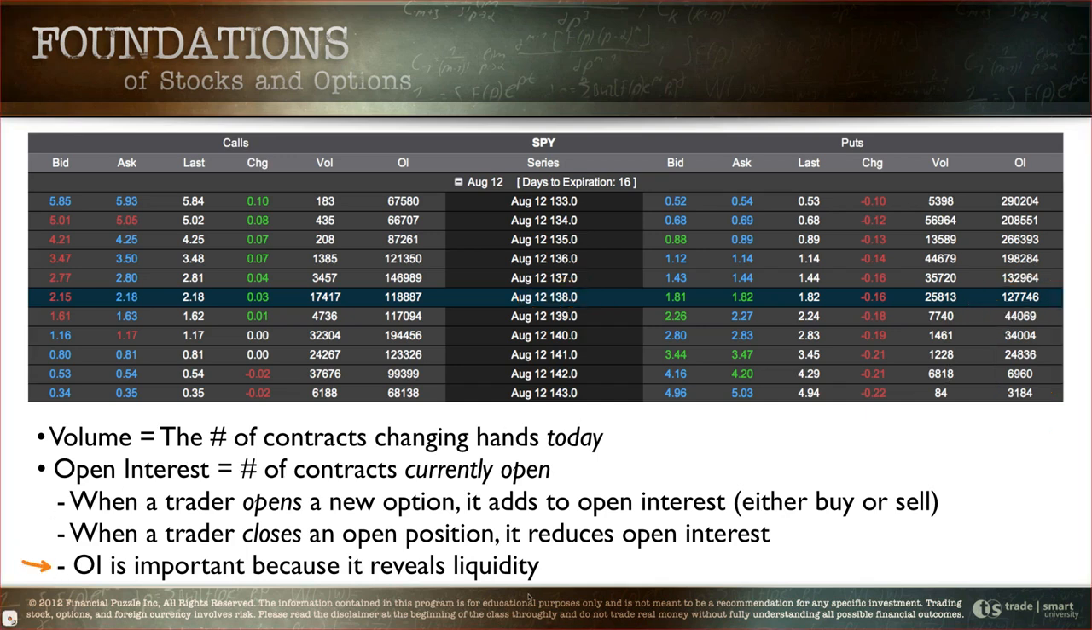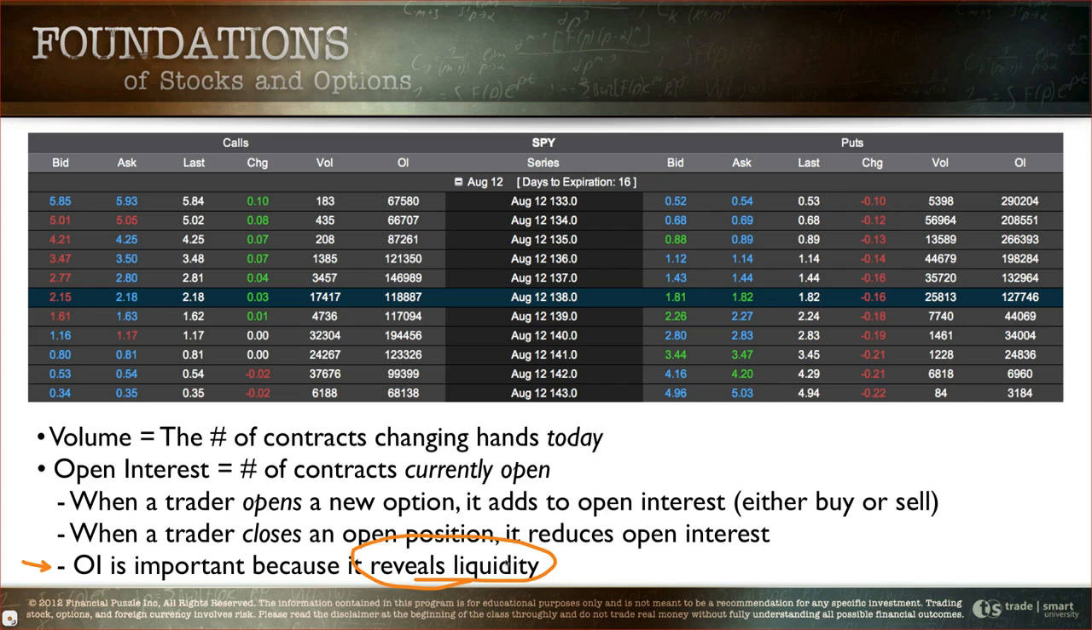Now, here's what it really means, and here's the reason we care the most about it. Open interest is a measurement of liquidity. If you have an option and it's got an open interest of, say, 50, and then you decide you're going to buy 20 options, you control almost half of the entire market. You see what I'm saying? Open interest measures liquidity.